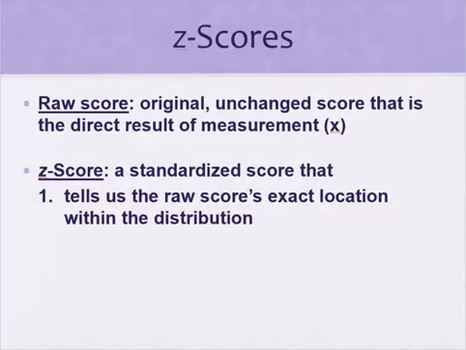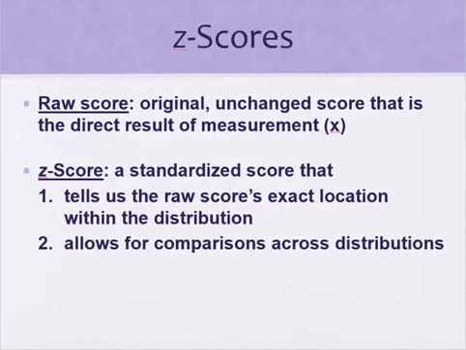So first of all, rather than just knowing that the raw score on the exam is 81, that's what you got, we're going to have a precise understanding of how that raw score compares to everybody else who took the exam. We're going to know the location of your score relative to all the other scores in the distribution, in terms of how many standard deviations your raw score was above or below the mean. The second part about z-scores is that it allows us to compare scores across different distributions, particularly scores that might be on different scales.